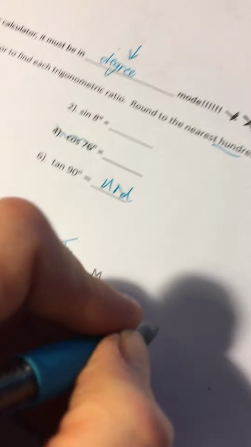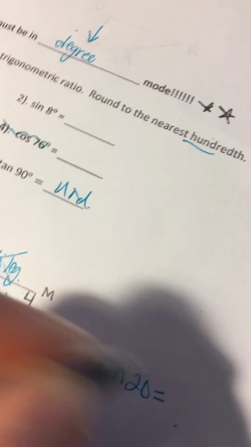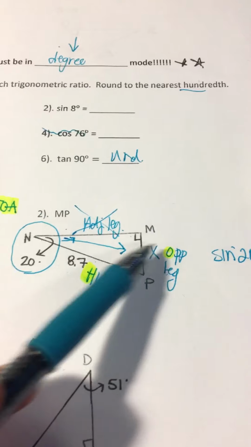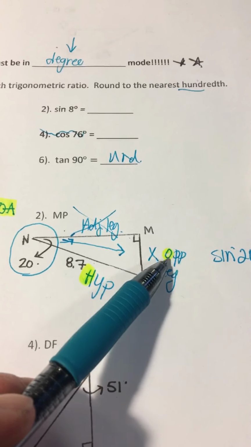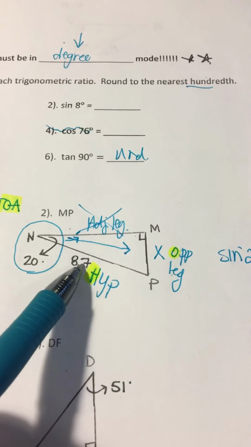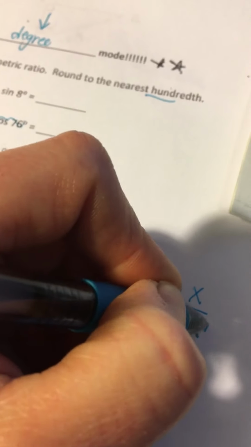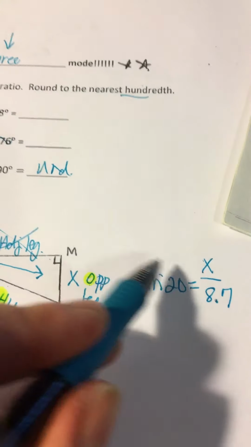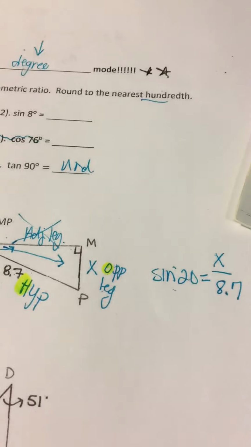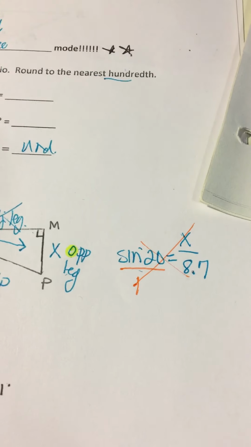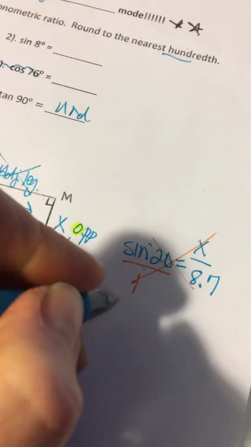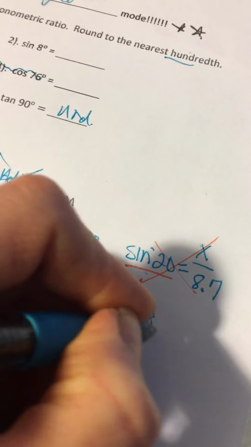So for this particular problem, I'm going to say the sine of the angle, so the sine of 20 is equal to, O over H. So sine is opposite over hypotenuse, x over 8.7, and that's what I'll write here. X over 8.7. And again, sine of 20 just represents a number, so we can put that over 1 and cross multiply. So this one's a little bit easier.